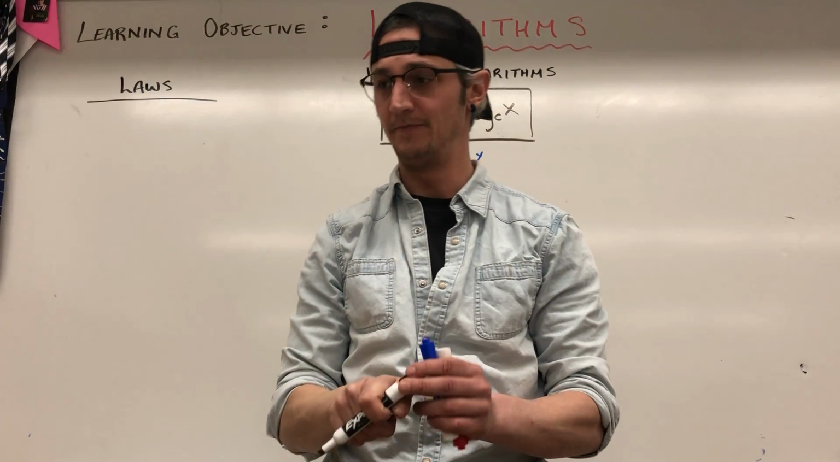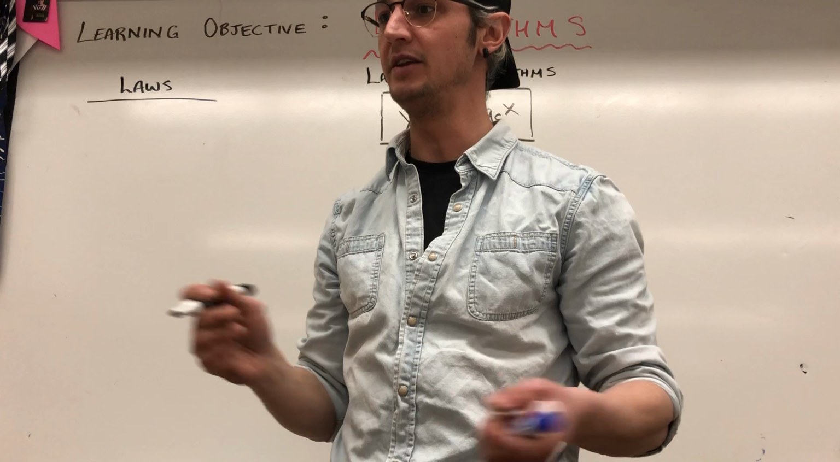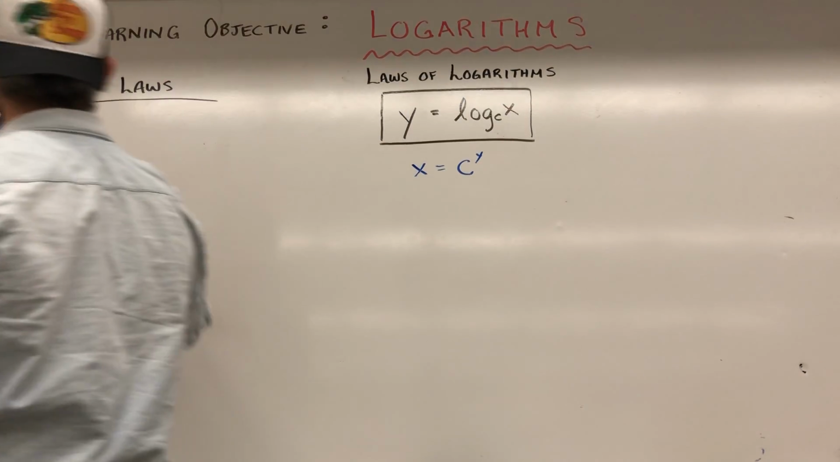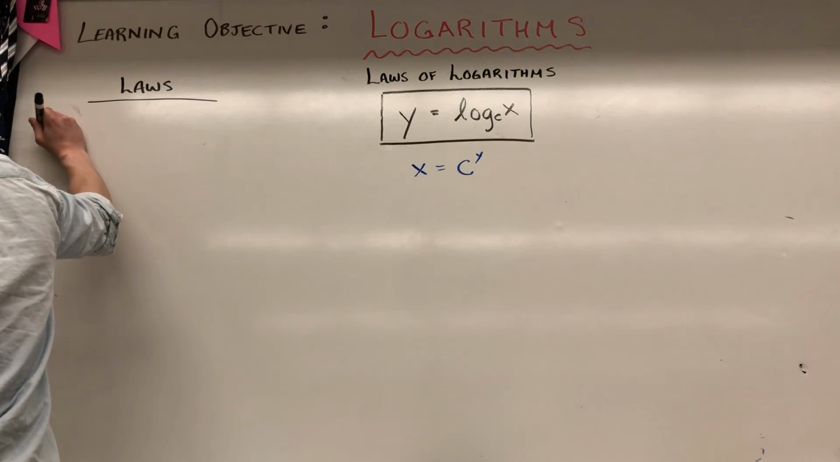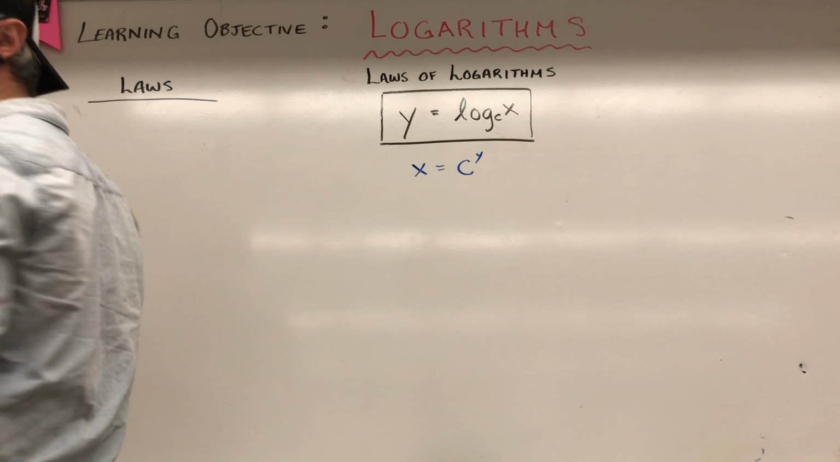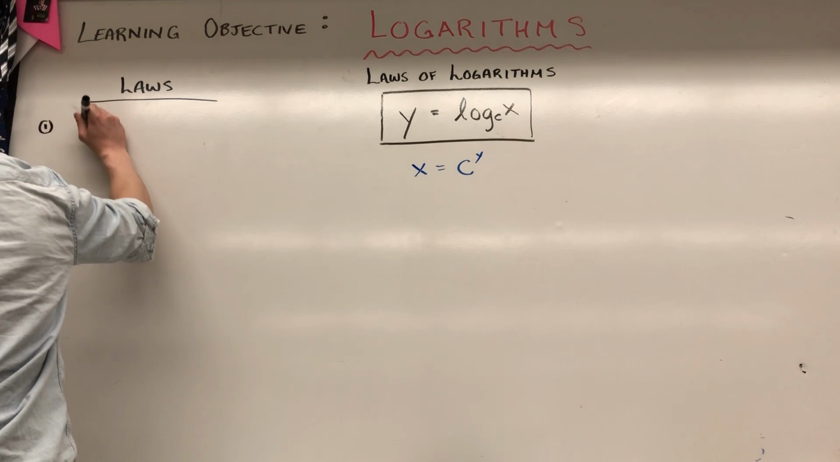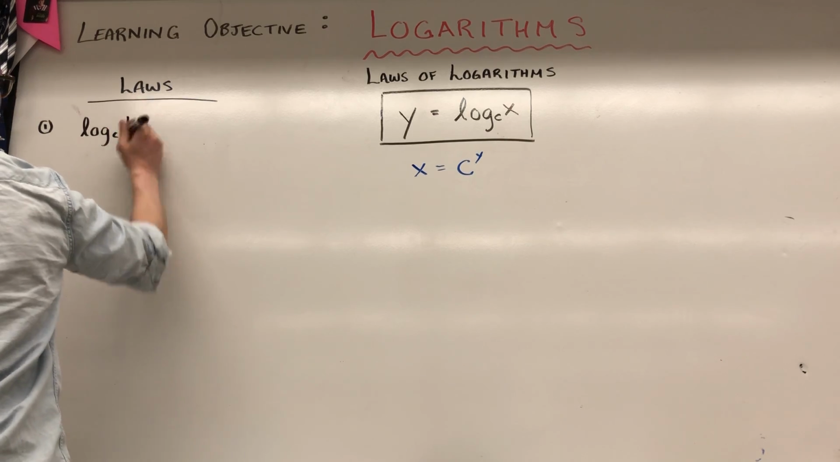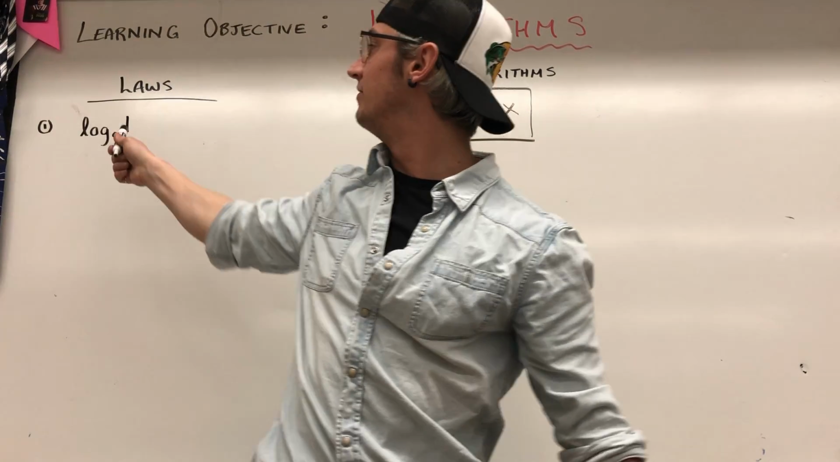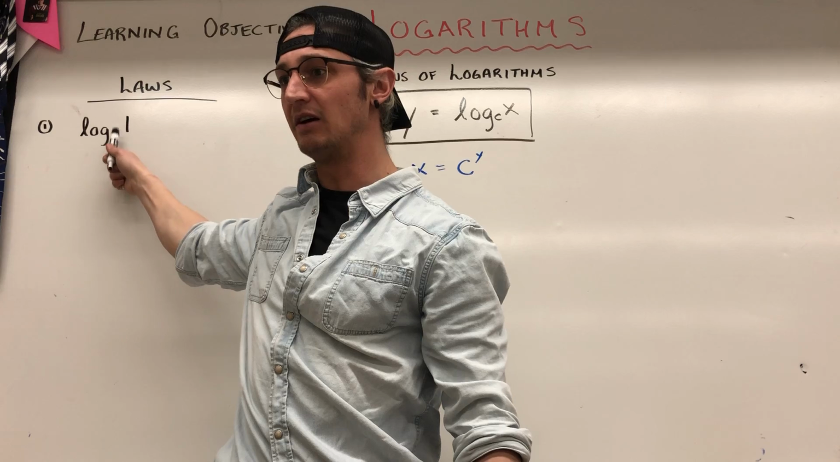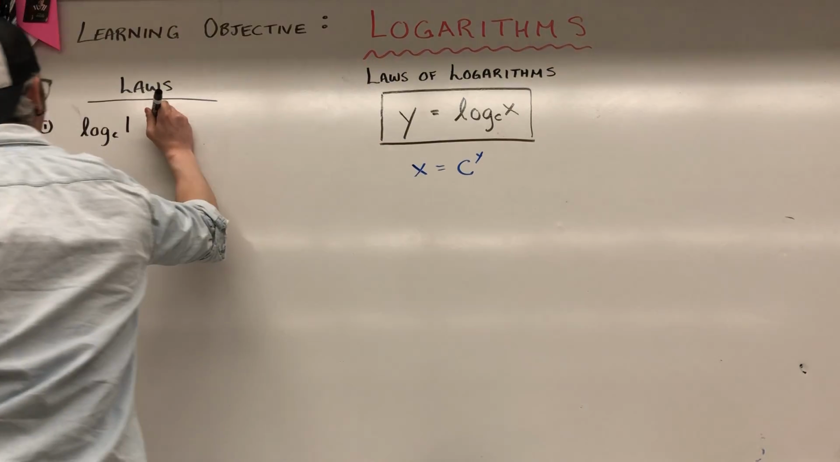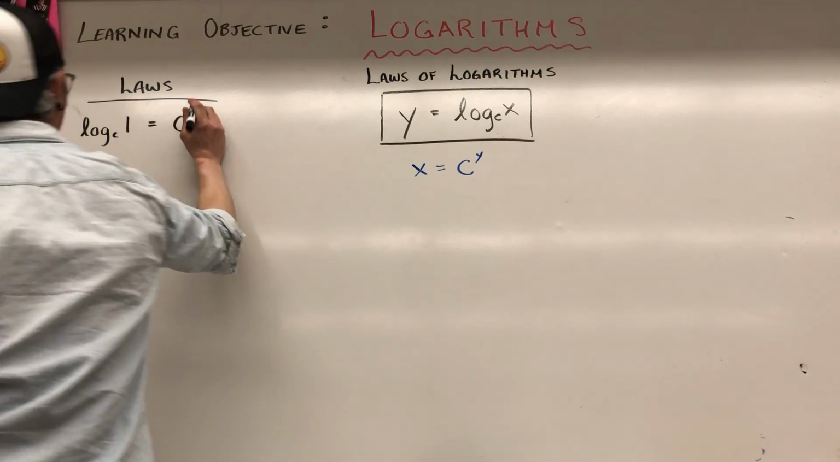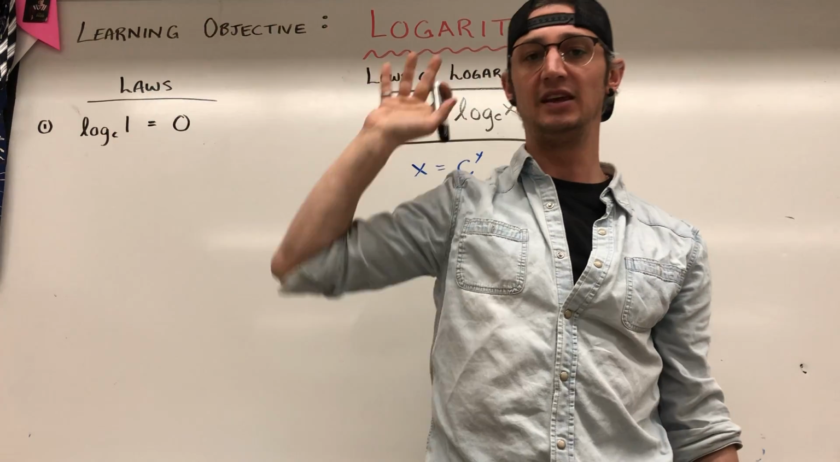The first one is called the log of 1. The first two are really straightforward, really simple. Anytime you see the log with any base c of 1, the log of 1 is always going to be equal to 0. Any log of 1 is equal to 0.